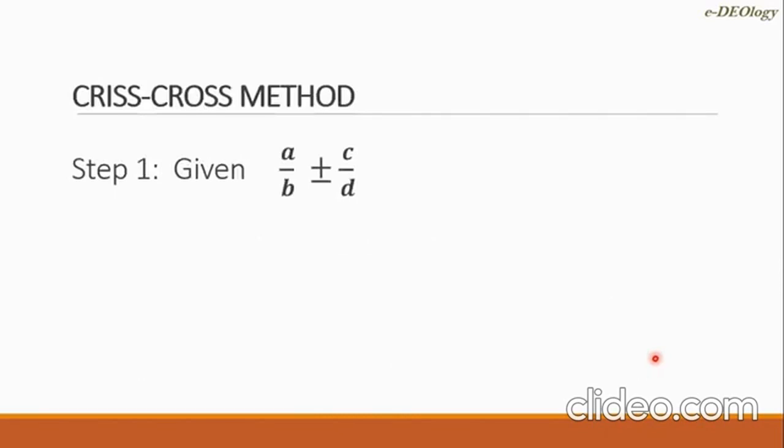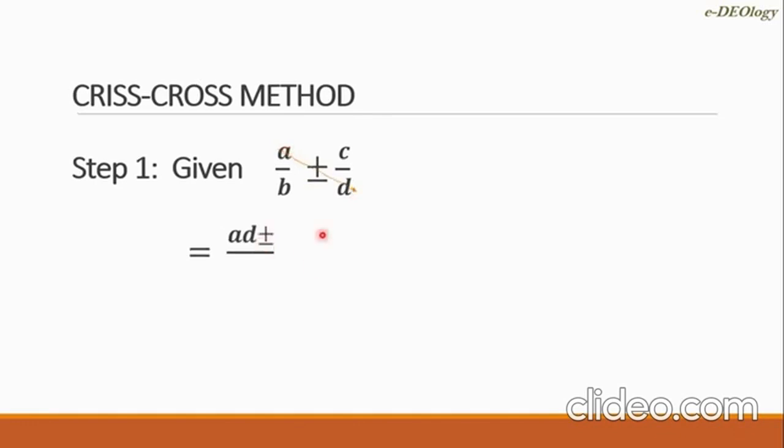Let us consider now this second method. We call this the crisscross method. So given a fraction a over b plus or minus c over d. The steps are, at first we're going to multiply a and d. So that is AD.